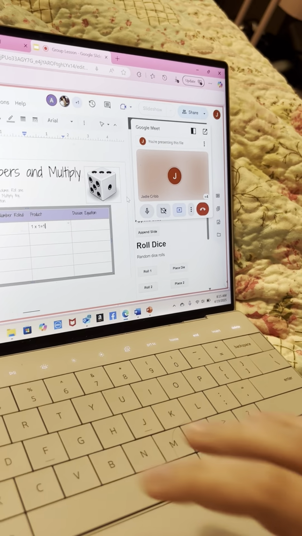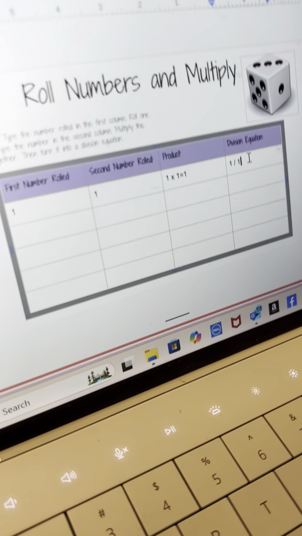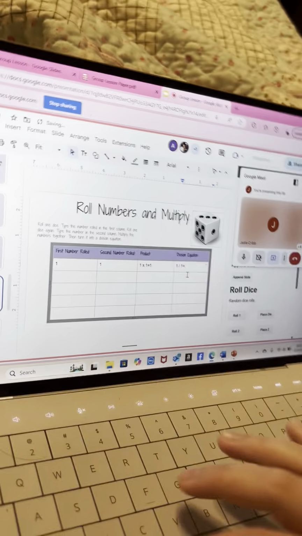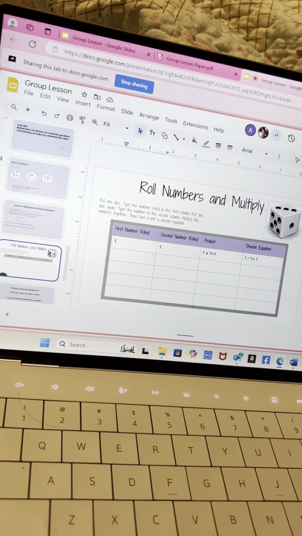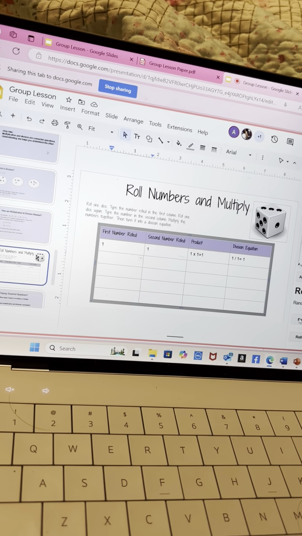Right, good job. And then we're going to create a division equation out of that. So we would just do 1 divided by 1 is equal to 1. All right, so I'm going to let Erica try the first one. So I'm going to roll your dice. You rolled a 6. Can you type 6 in that box?